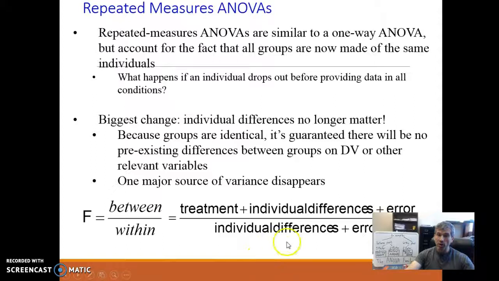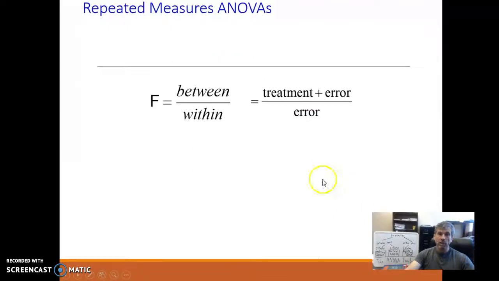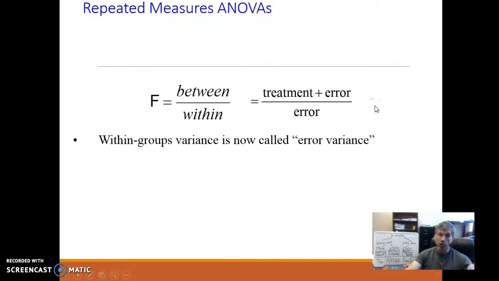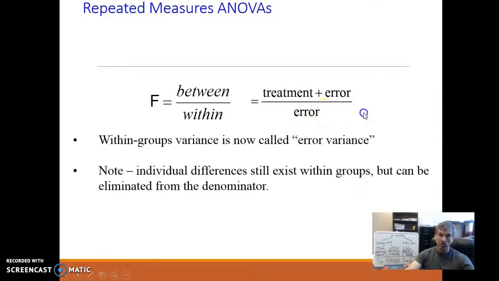Remember this F ratio here, where again we said the treatment effect, individual differences, and error contribute to between groups variance, and individual differences and error contribute to the denominator. We are going to be working on eliminating those individual differences from both the numerator and the denominator. So it winds up looking like this: just treatment and error divided by error. This is a cleaner measurement. There's less noise in this, so it is more likely to give us an accurate estimate of the treatment effect, which is really, really good in a research design. We now call our within groups variance, that denominator, generically error variance, because that's the only thing that it can be composed of at this stage.